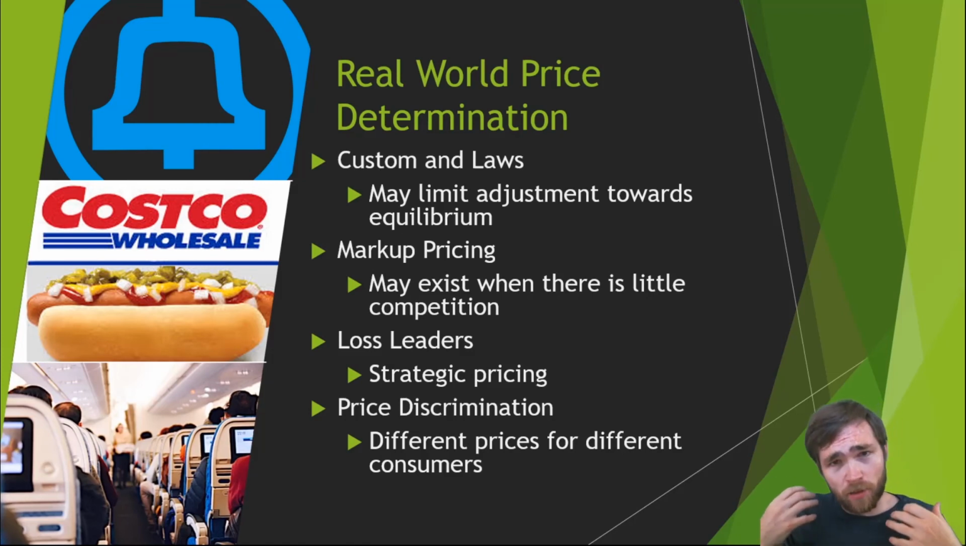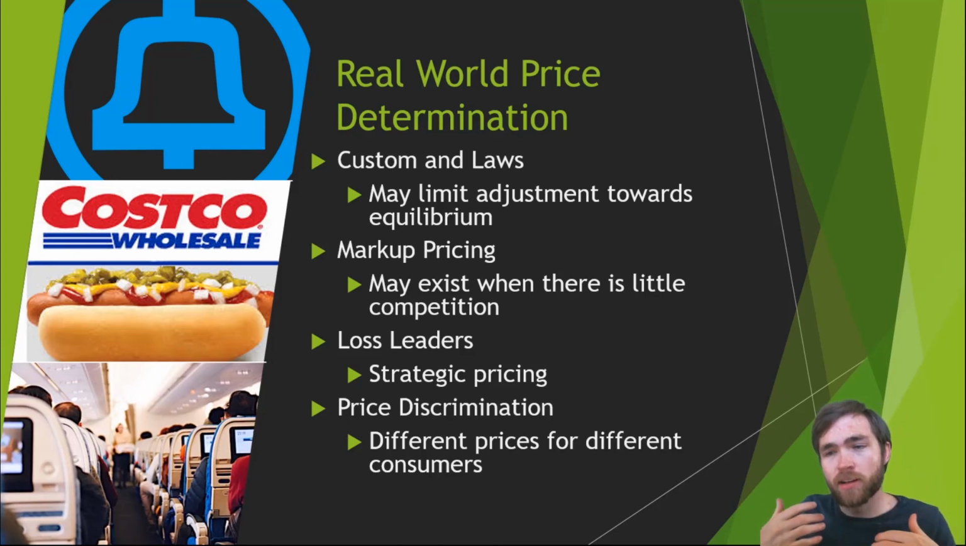There may be other institutions of custom or law that limits the adjustment towards equilibrium. I often cite minimum wage as part of this, but we also have customs and laws against price gouging, like rapid increases in the prices of, say, generators when a hurricane is coming, right? And this is in part custom and in part law.